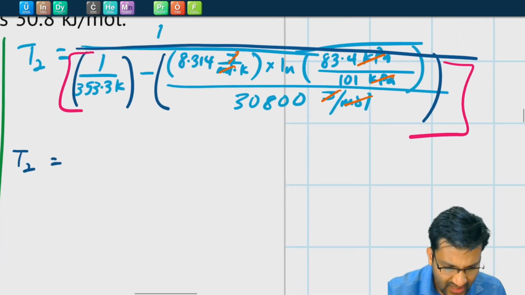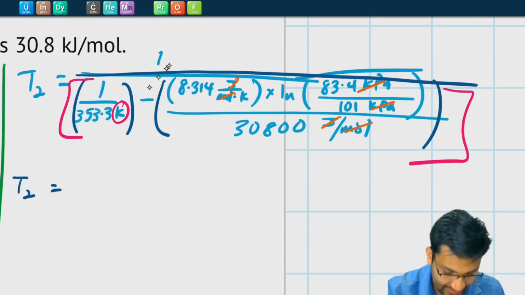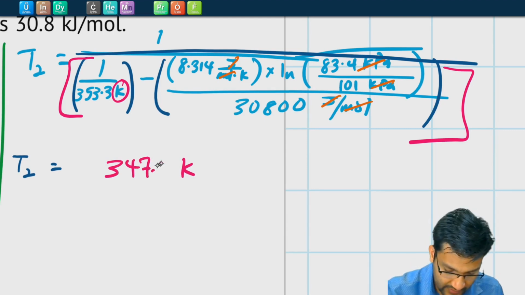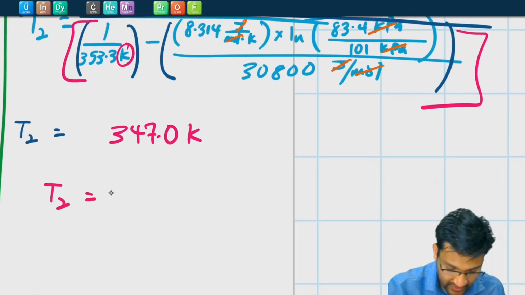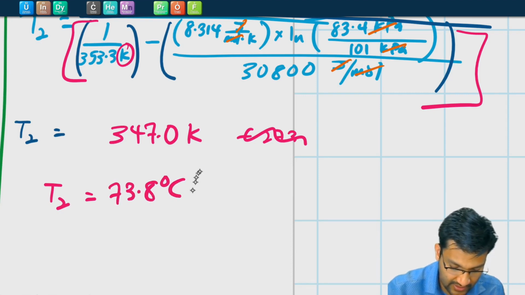Okay. If I punch all of this into my calculator, I believe my units will be kelvins, right? It's in the denominator, so it will be the numerator. And I believe I get 347.0 kelvins. You can verify my answer, let me know if I'm correct, but if you convert that to degrees Celsius by subtracting 273.15, I get 73.8 degrees Celsius.